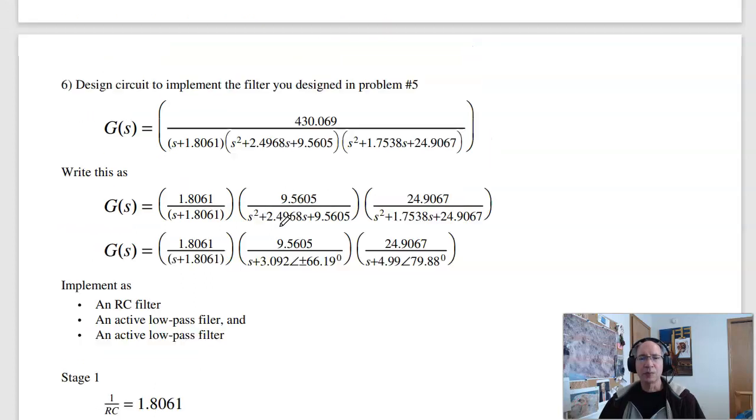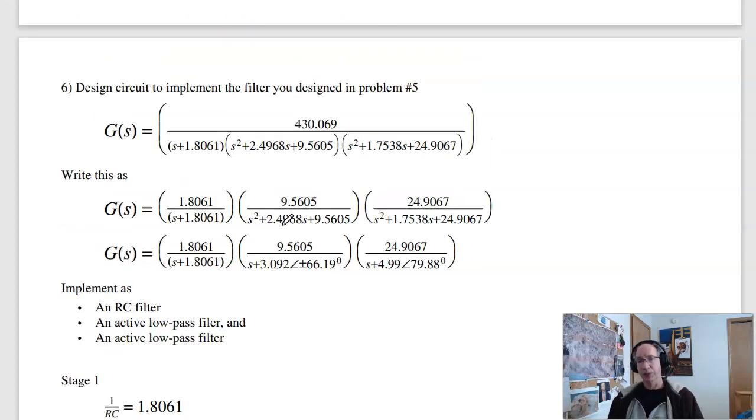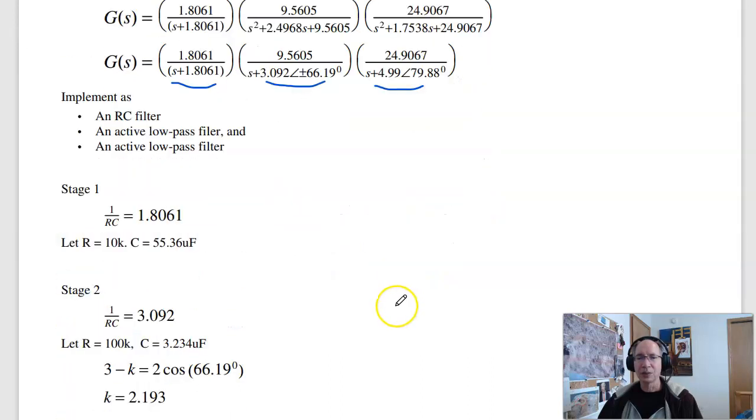On problem 6, once you get the filter, design a circuit to implement it. Again, this is something I don't know. I don't know how to do a 5th order filter, but I can do a 1st order filter. That's an RC. I can do a 2nd order filter. So I'm going to do 3 filters cascaded.